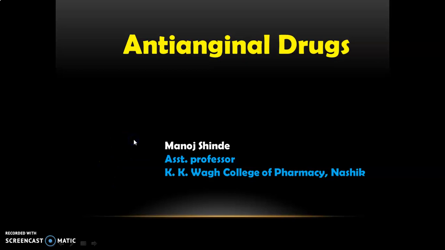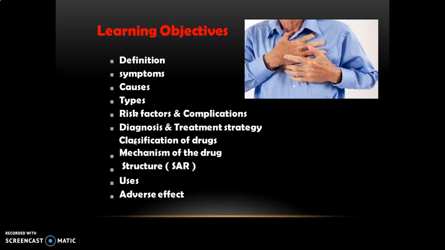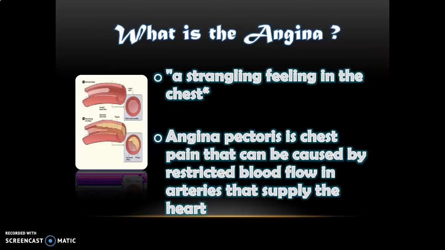In this session, we are going to learn about antianginal drugs. The learning objective for this session is to know the definition, symptoms, causes, and types of angina, different risk factors and complications, diagnosis and treatment strategies, as well as to study the different classification of drugs, mechanism of drugs, structural activity relationship, uses, and their adverse effects.